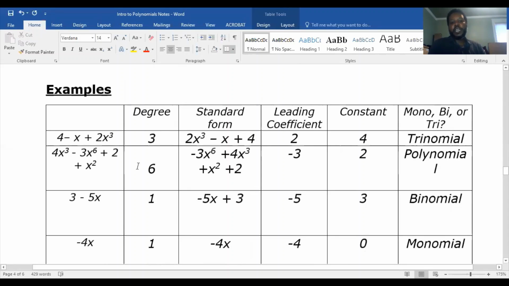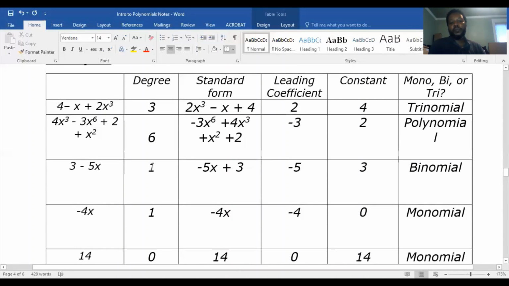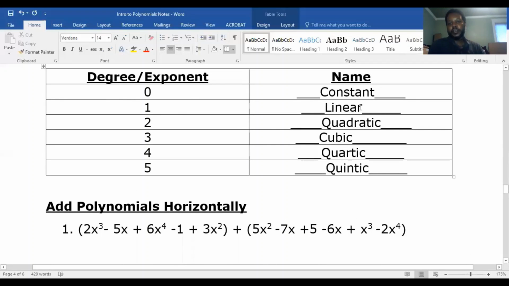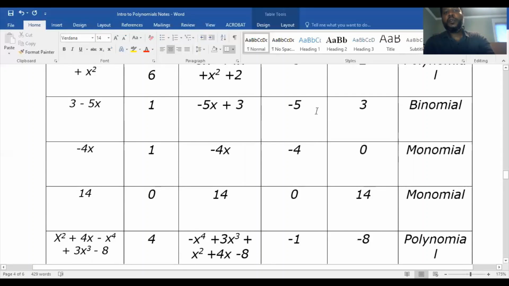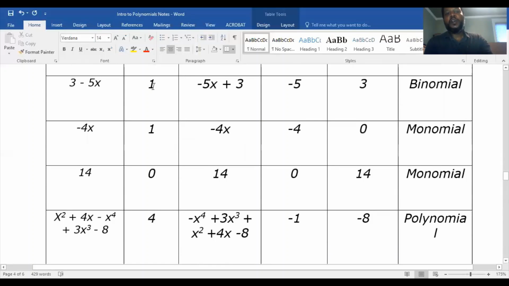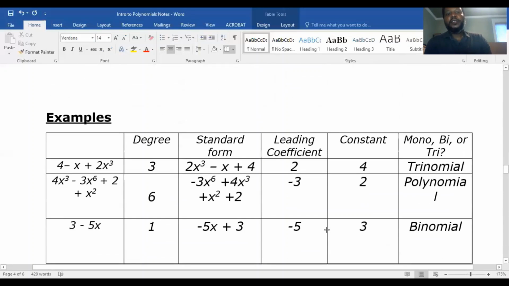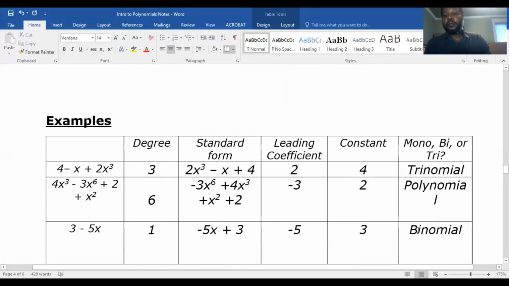We don't have a special name for 6, right? So we can skip that one. But the degree here is 1. When we have 1, it's called a linear. Sorry, for 6, we don't have a special name. Okay. So we're going to skip 6. When the degree is 1, it's called linear. So we have a linear binomial.